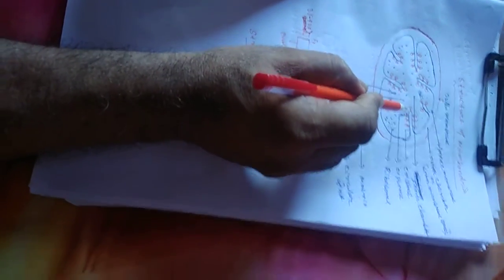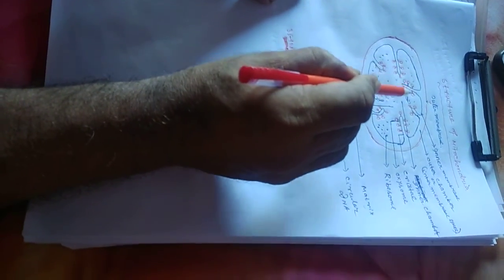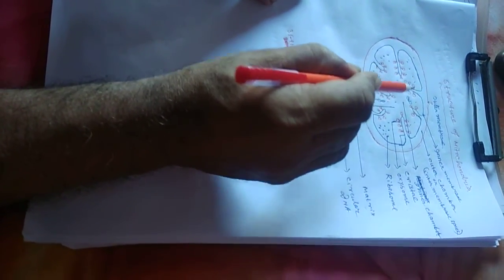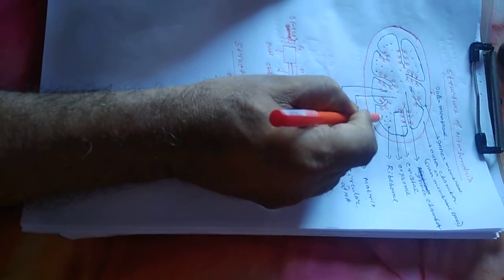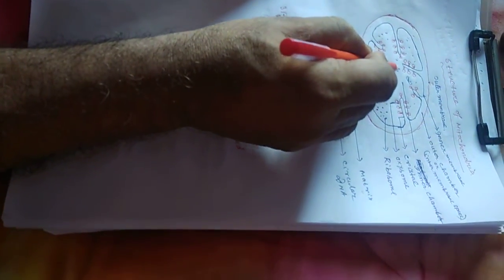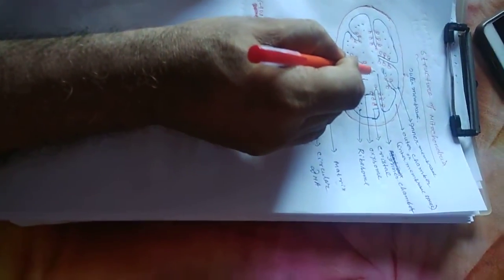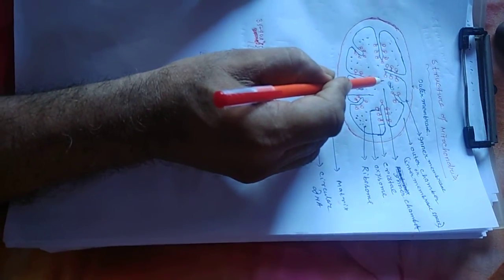This matrix contains a number of respiratory enzymes, proteins, lipids, ribosomes and circular DNA. It's the circular DNA. These are the ribosomes. And many respiratory enzymes are also present here. Lipids and proteins are also present in this matrix.